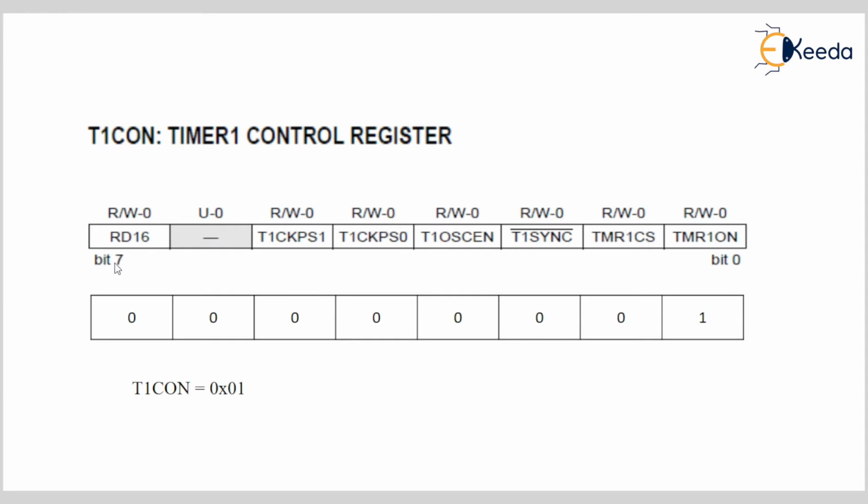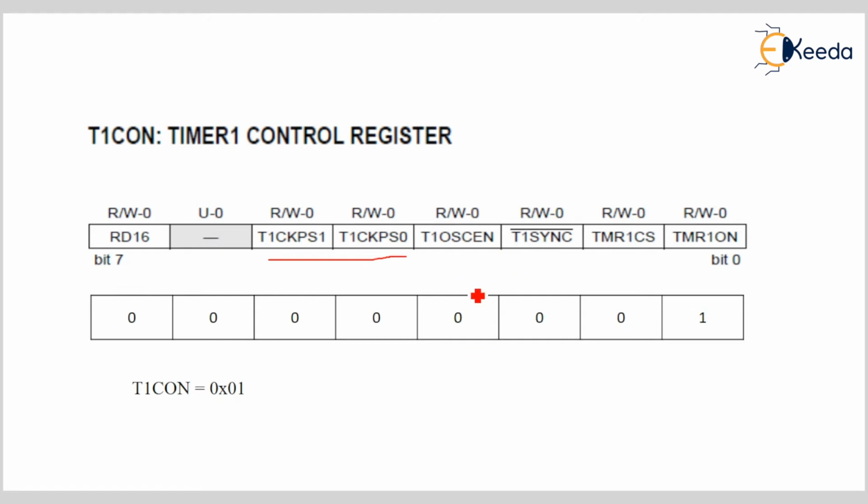RD16, if it is 1, then it uses 16-bit data. If it is 0, then it will break this count into 8 bits. Unimplemented, that's why I have taken it as 0. Then T1CKPS, these 2 bits are for the prescaler. Now I don't want any prescaler, so I choose 00. Then I'm not using any external clock frequency, I'm using the internal clock frequency, that's why these two bits are 00.